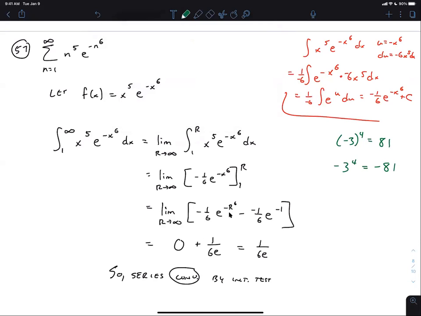Now, if it was this, that would go to infinity. Do you see what I'm saying? All right, so that's the difference there. Other questions on this one? Other questions in general? We might do maybe 1 or 2 more if you guys have them.